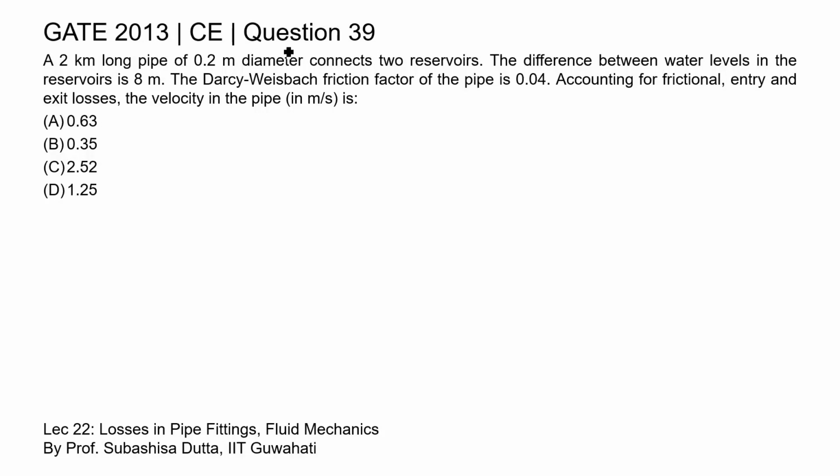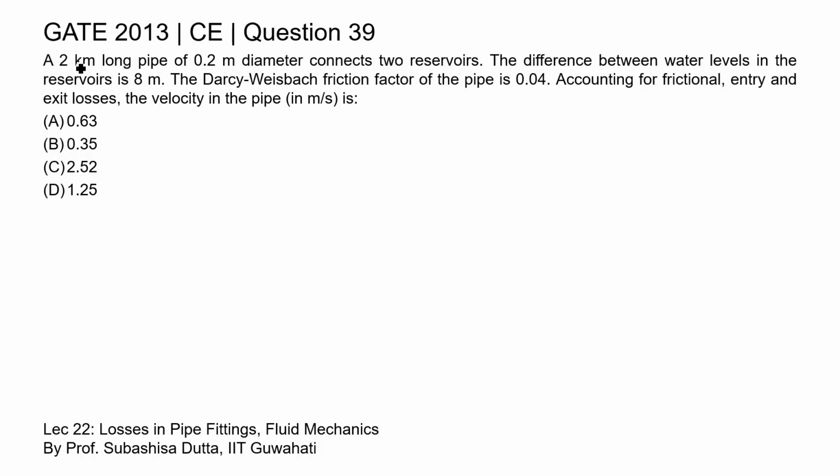This is question 39 of Civil Engineering paper GATE 2013. A 2 km long pipe of 0.2 meter diameter connects two reservoirs. The difference between water levels in the reservoirs is 8 meter. The Darcy-Weisbach friction factor of the pipe is 0.04. Accounting for frictional, entry and exit losses, the velocity in the pipe is?